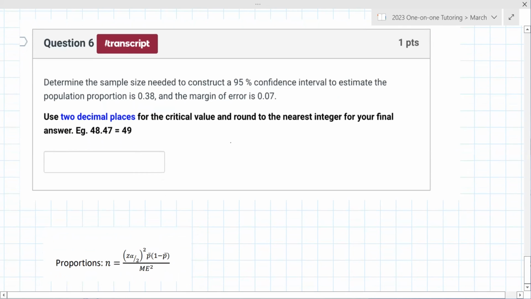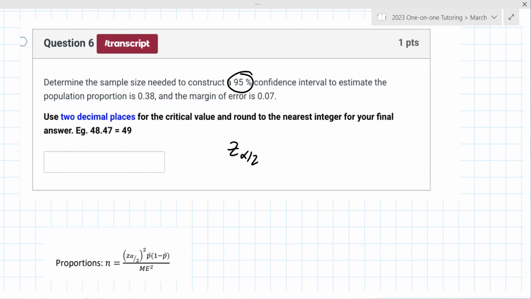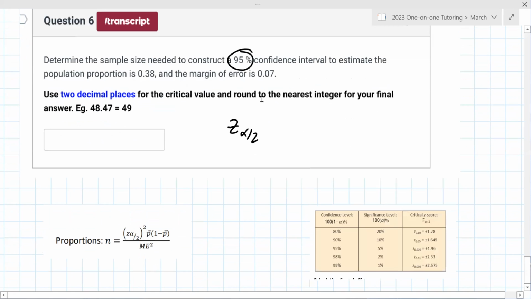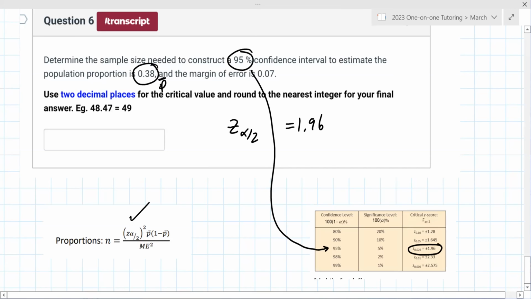You need that Z alpha over 2, which comes from the 95%, which comes from the same table we used in the previous problem. You go right there to 95%, and you grab that Z value. So 1.96. So that's the first part. You're given P bar. This is P bar in the problem.